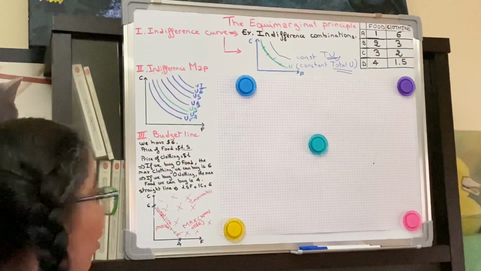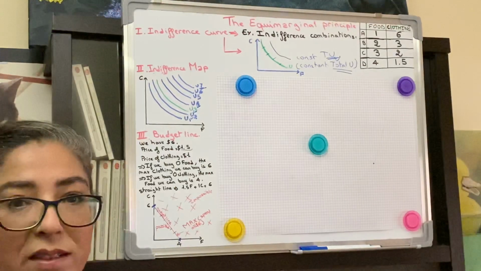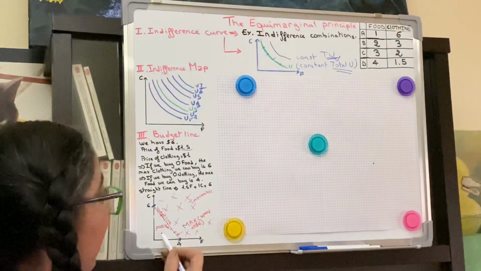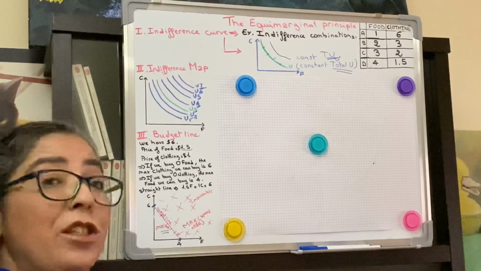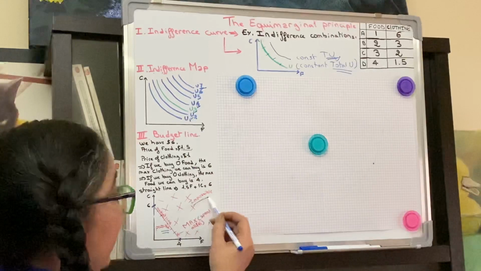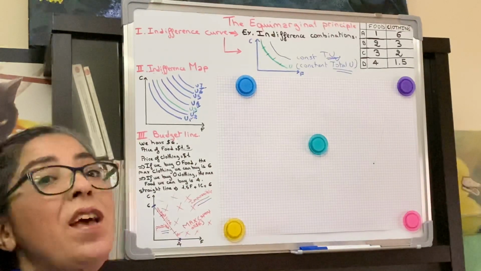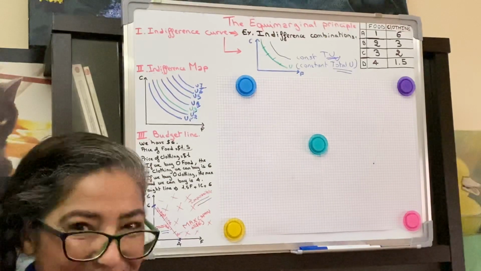So with $6, that line shows you the maximum you can spend, $6. Inside the line, it's possible, but you're not spending the whole $6. Outside, it's impossible because you don't have more money. You only have $6, okay?